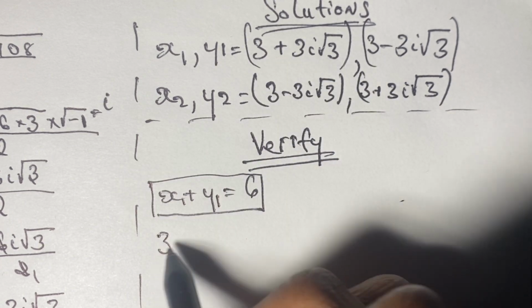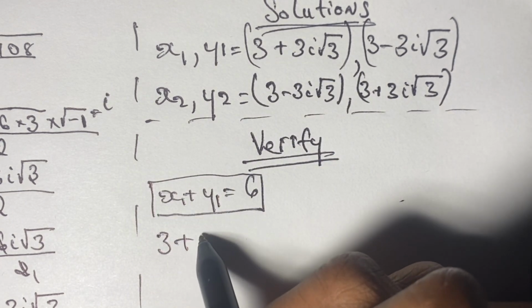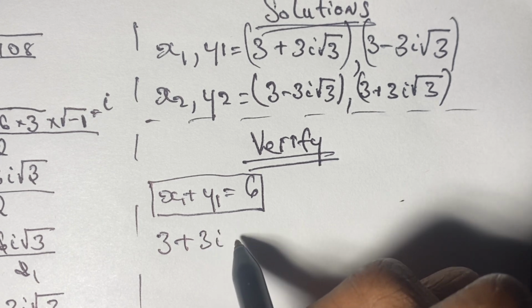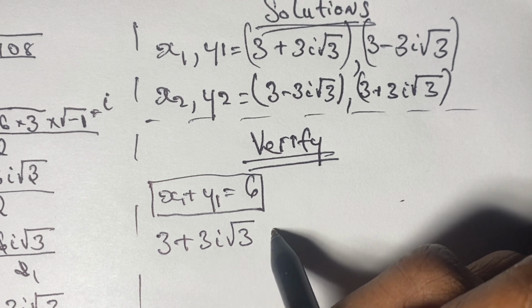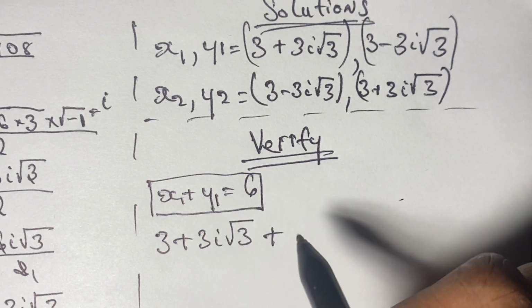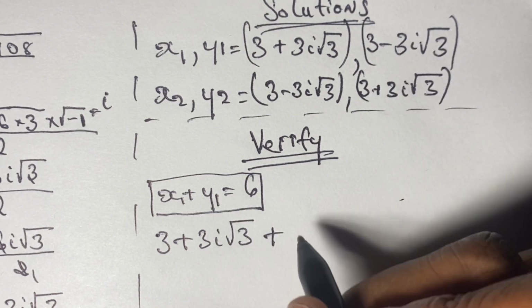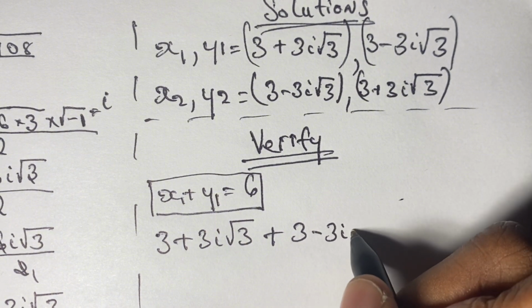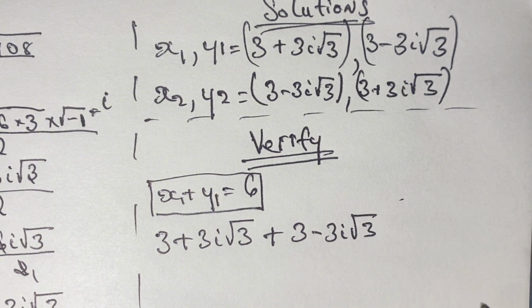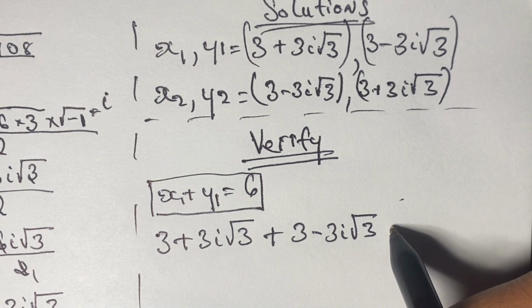So x1 is 3 plus 3 times i times the square root of 3. So we'll just have that here. And then we say plus the value of the first solution of y, which is 3 minus 3 times i times the square root of 3. And we have that equal to 6. So let's not forget our equal 6.